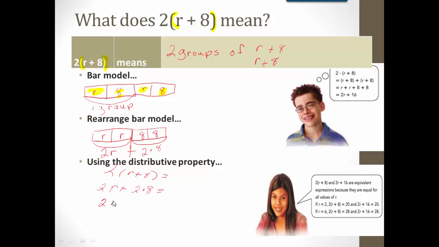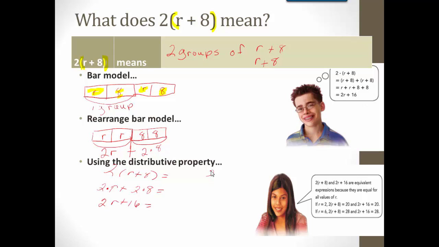Equals 2r plus 16. Didn't know if you could see my little multiplication sign. So, what we're really saying is this. 2 multiplied by r plus 8 is r plus 8 plus r plus 8. Or in our bar model, we arranged them, we put the like terms together, r plus 8 plus 8. Simplifying it, 2r plus 16.